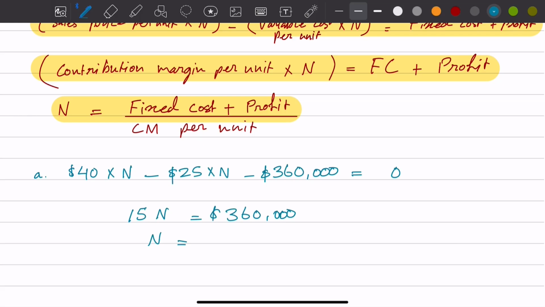And that's going to be 24,000. 24,000 what? N equals 24,000, so that's in units. Okay? Now that's the first part of requirement A.